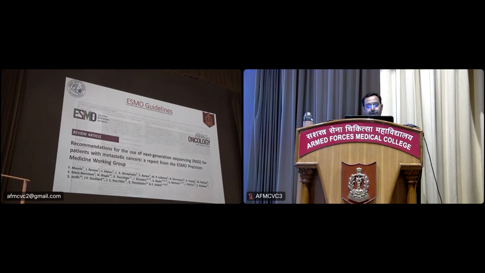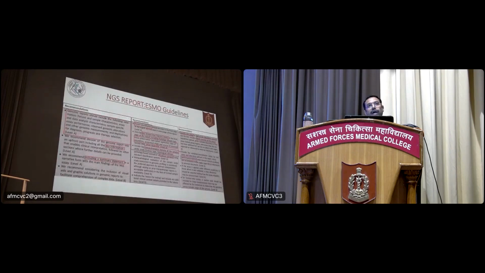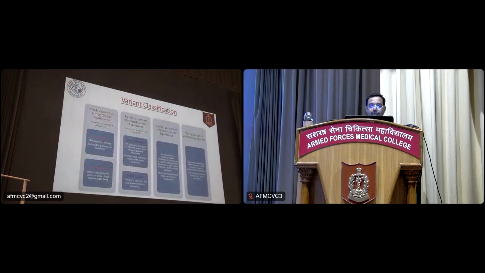There is a lot of content that I'll be showing. And the ESMO guidelines, that is the European Society for Medical Oncology, they also tell how to prepare a report and what should be the recommended content of the report. So this is the report content as per the ESMO guidelines. I'll just show you, and we are following this exact pattern in our reporting.